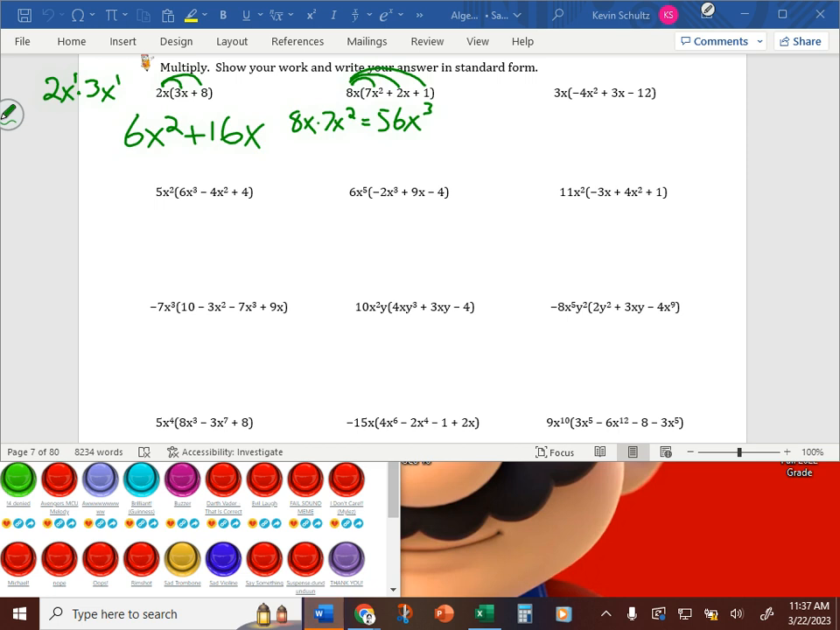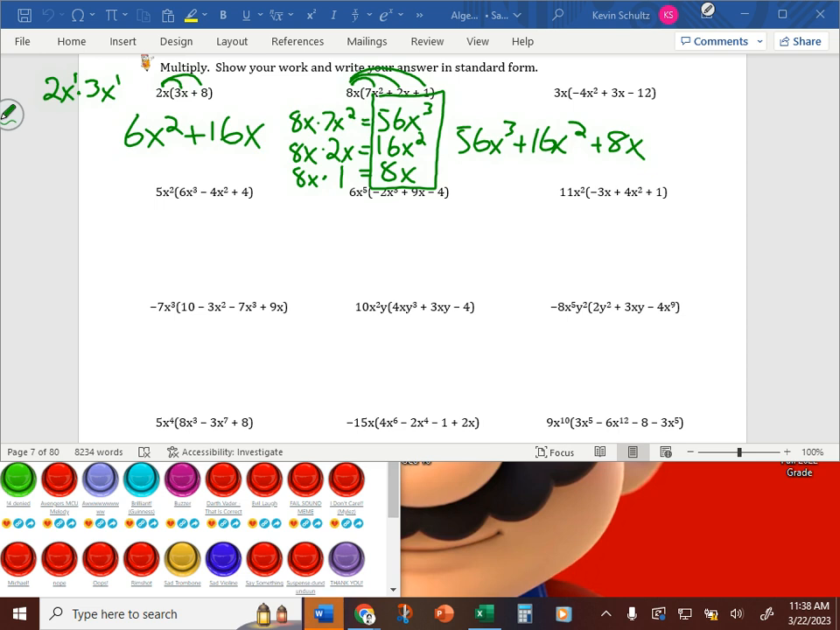56x cubed, right? Then we take our 8x and we multiply it by 2x, and that gives us 16x squared. And then we take our 8x and we multiply by 1, and that gives us 8x, right? And then our solution is just those 3 terms, our 3 products here, written in standard form. 56x cubed plus 16x squared plus 8x. Okay? That's how we would get each of those 3 terms there. Is taking that 8x and multiplying by each term inside the parentheses.